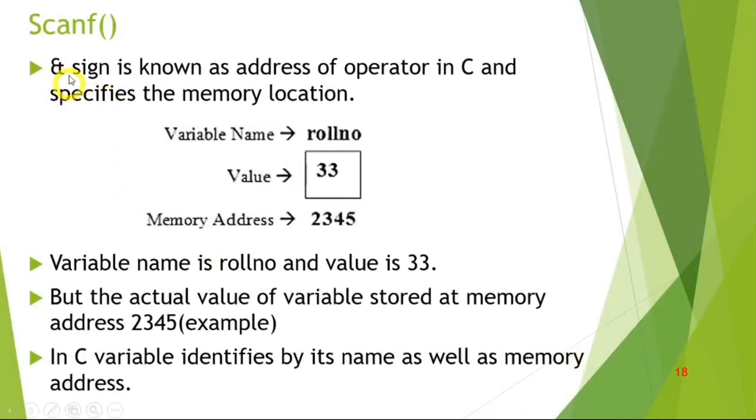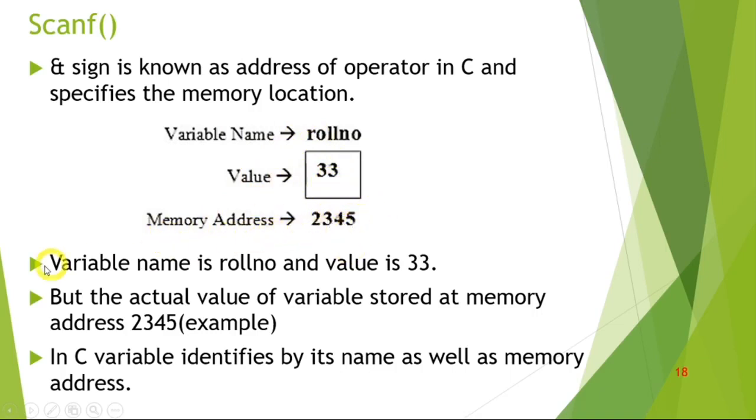Now scanf again, the & sign is the address-of operator in C. So before every variable you want to read in the program, you have to put the & sign, like &character, &radius, something like that. So it is an operator that specifies the memory location. So the variable name is roll number, its value is 33, and its memory address is say 2345.